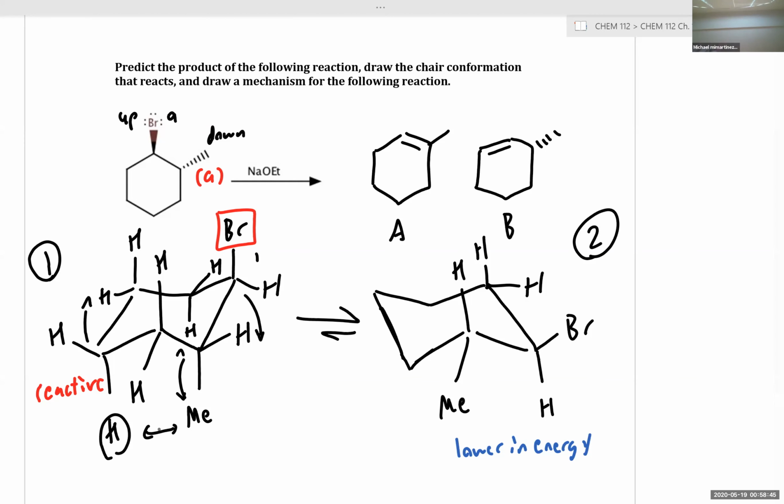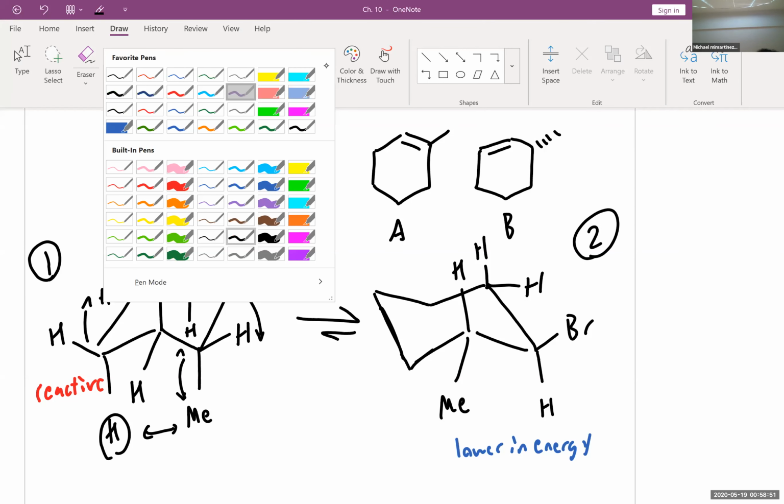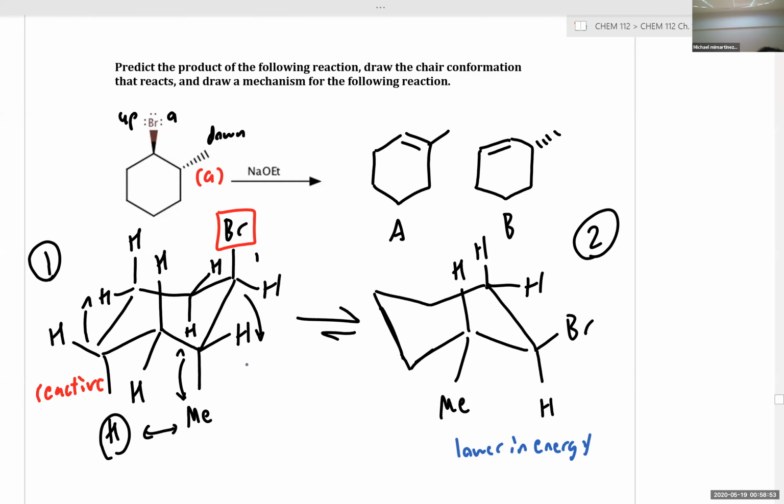Okay, so now that we've done our relative assessment of each of the conformations, let's try to identify which hydrogens can react. So hydrogen A or hydrogen B. Which hydrogen can react? Hydrogen A or hydrogen B? Which hydrogen is transdiaxial to the bromine?